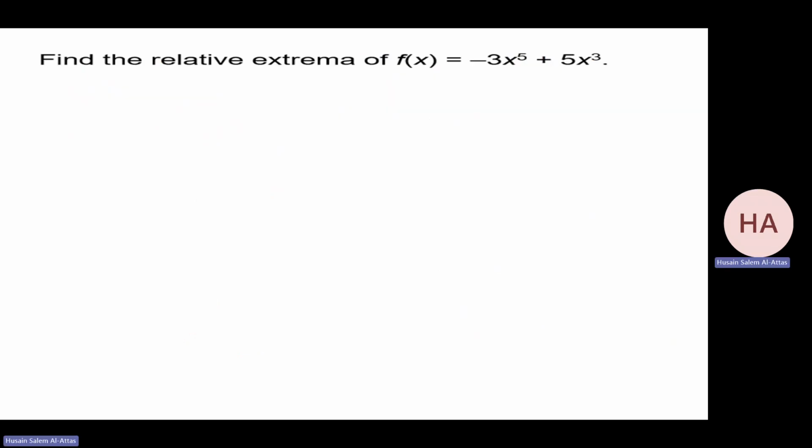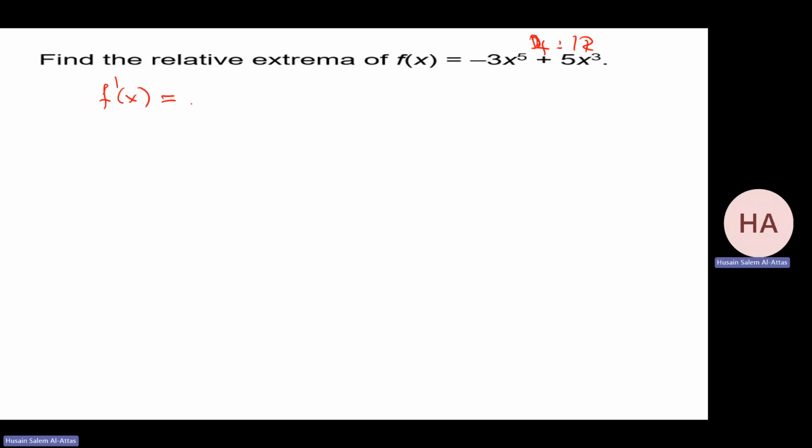Now we need to find the relative extreme of this function. Okay. So how to do this? You can do it in 2 ways. One way, through f prime and find the sign diagram. The other way is through the f double prime. So I have f prime. The domain is all real numbers.